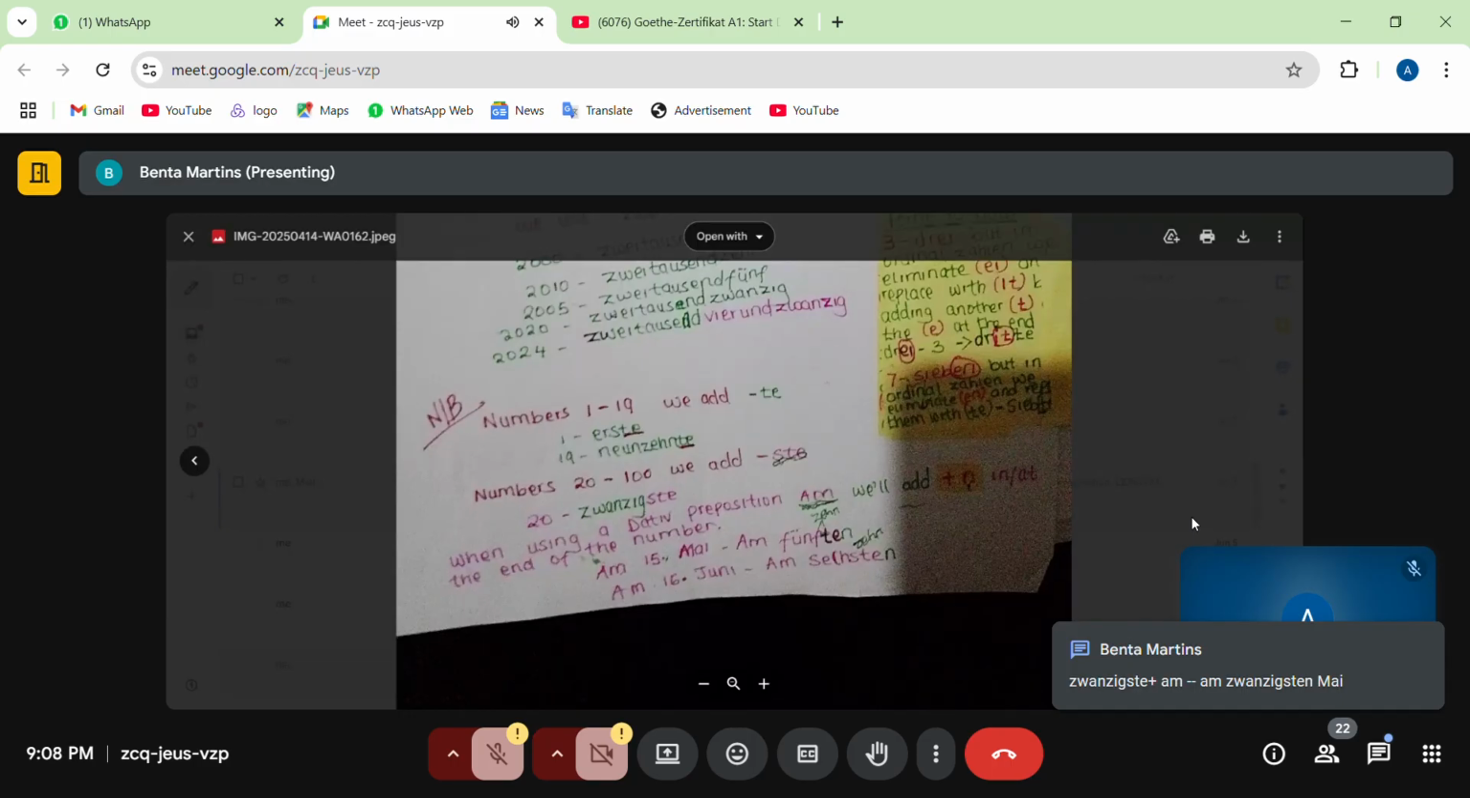The dot shows that you're indicating an ordinal number. When you don't place the dot after the number, you're indicating the cardinal number. In this case, someone will read it as 15 Mai, so on 15 of May, which is wrong.